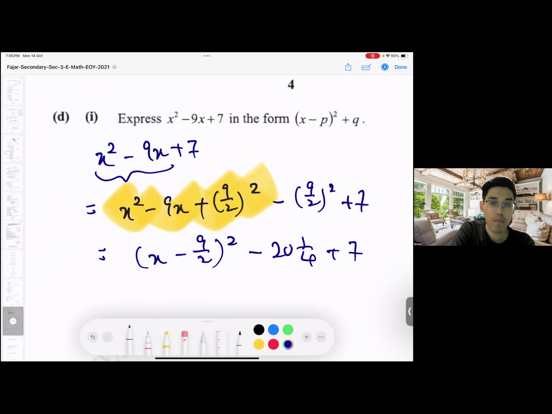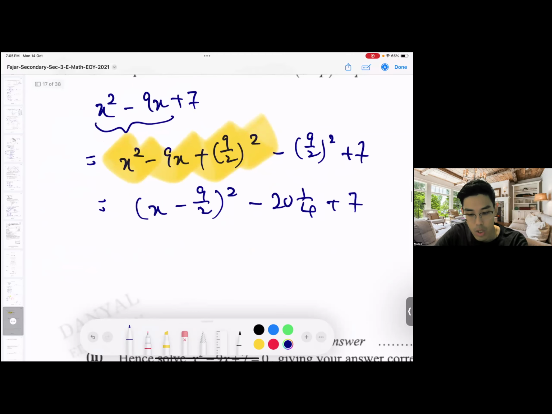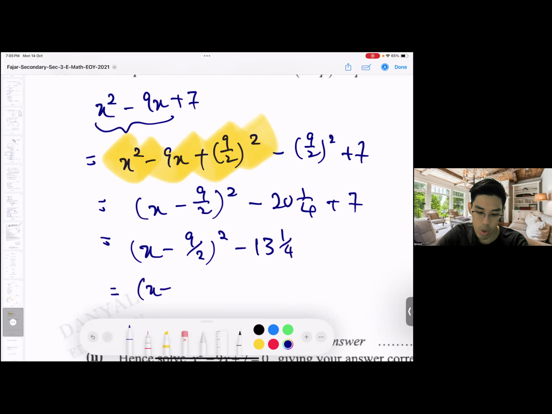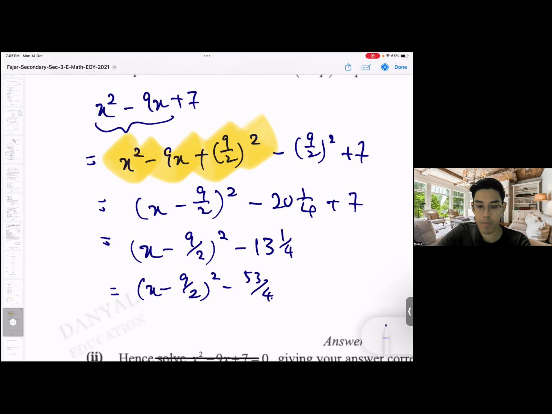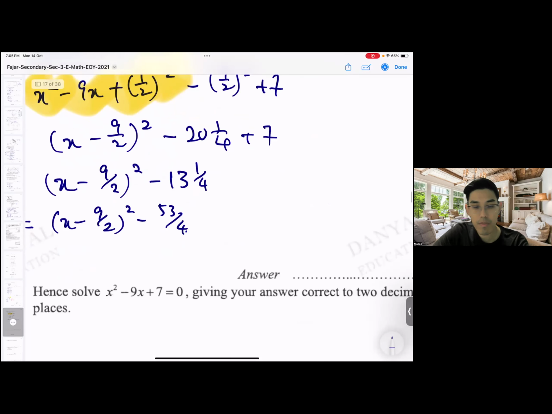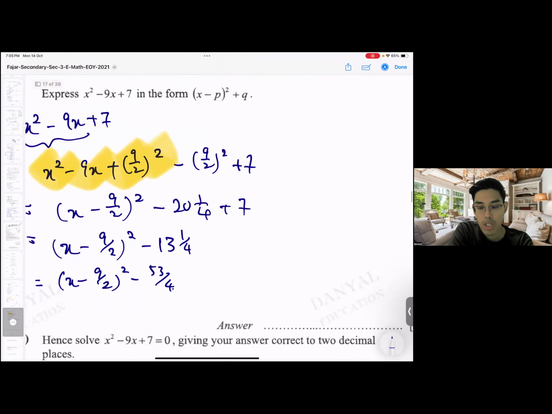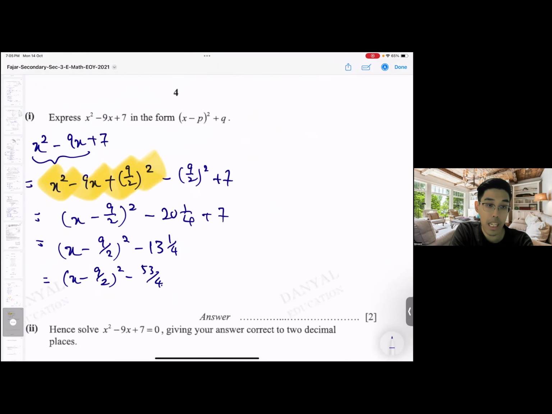From here, we continue. So this is x minus 9 over 4. No, 9 over 2, sorry. This is minus 20.25 plus 7. So it's minus 53 over 4. Normally we leave everything in improper fractions. Like I said, no hard and fast rule. This is more like a personal habit. Since they already say express in this form, and I already have this form, I'm done.